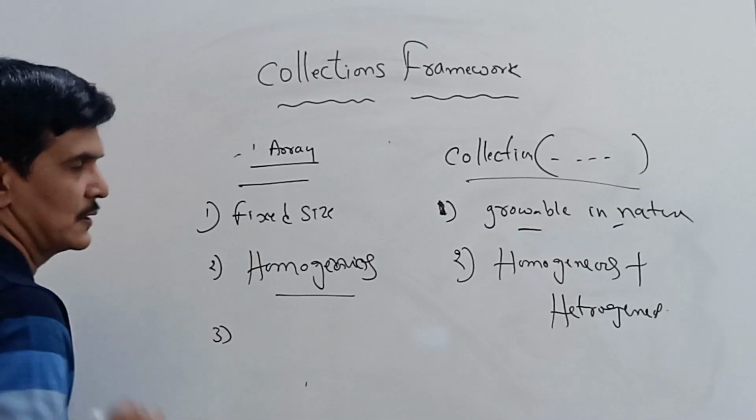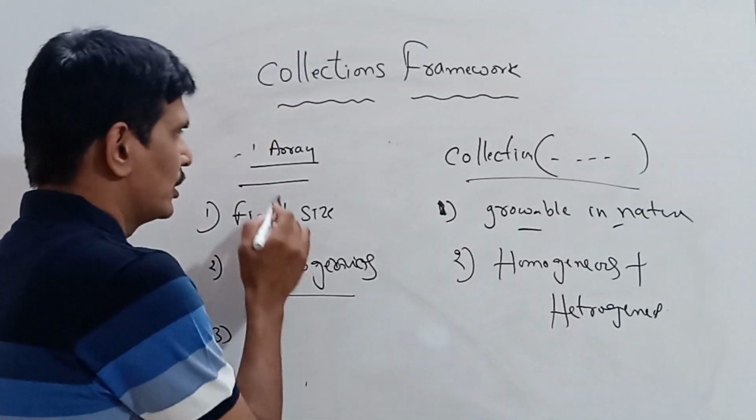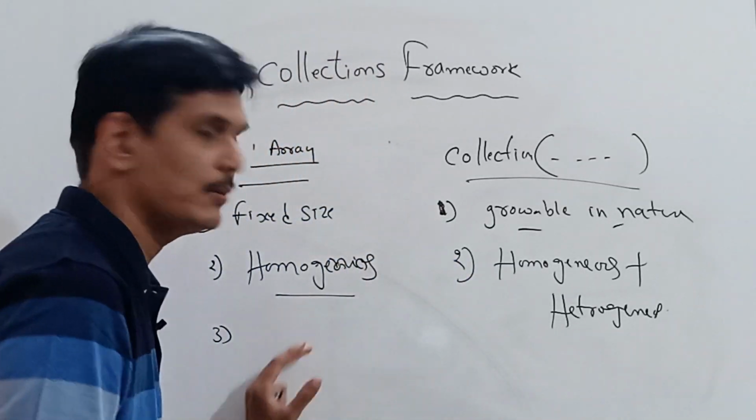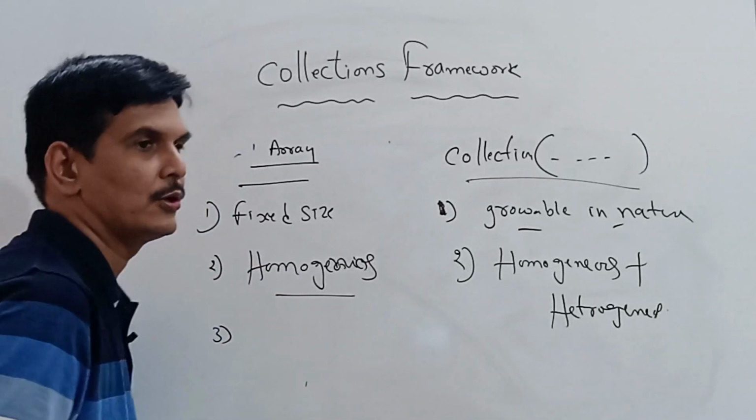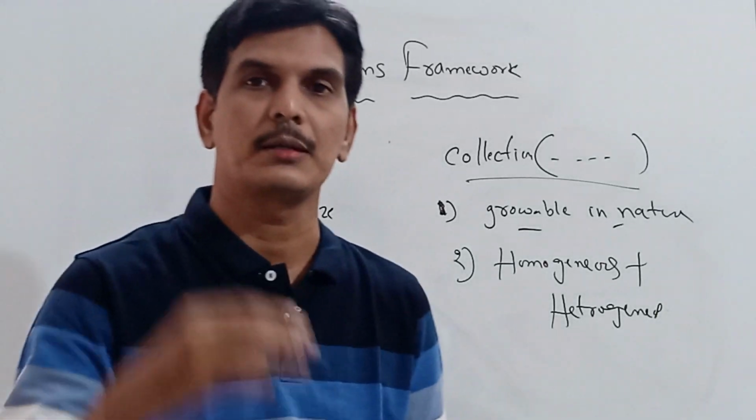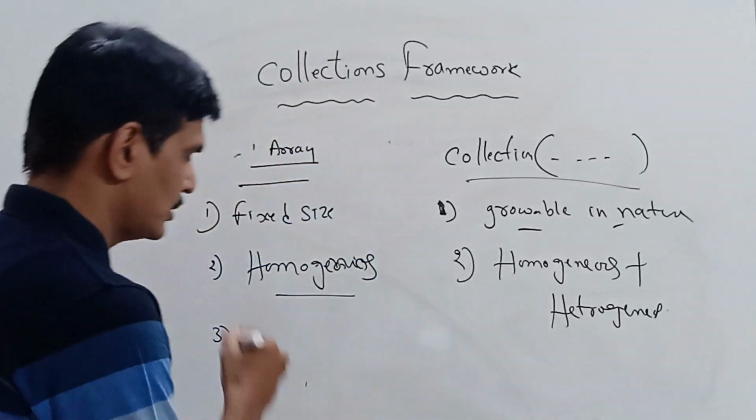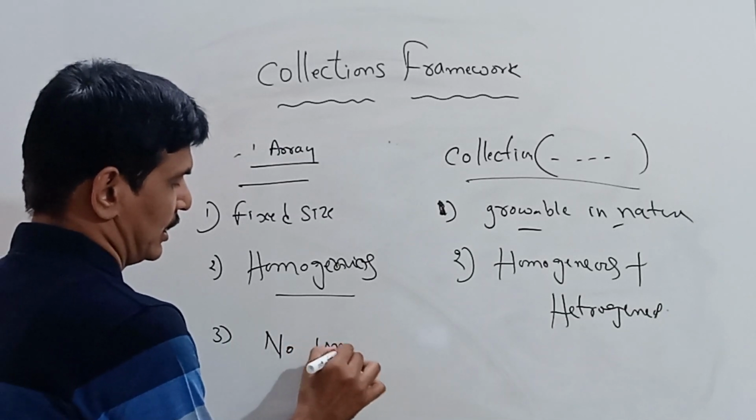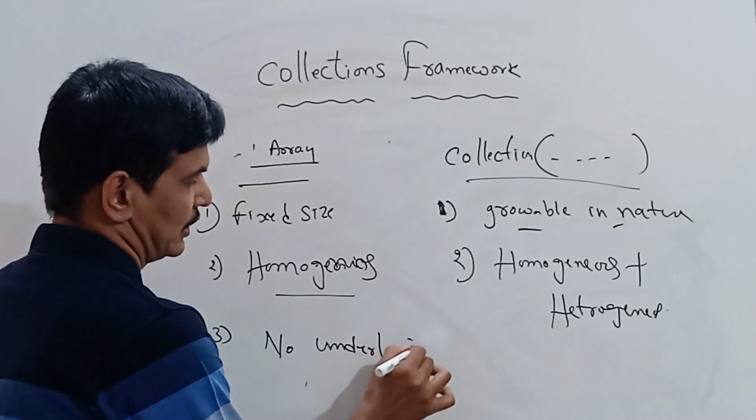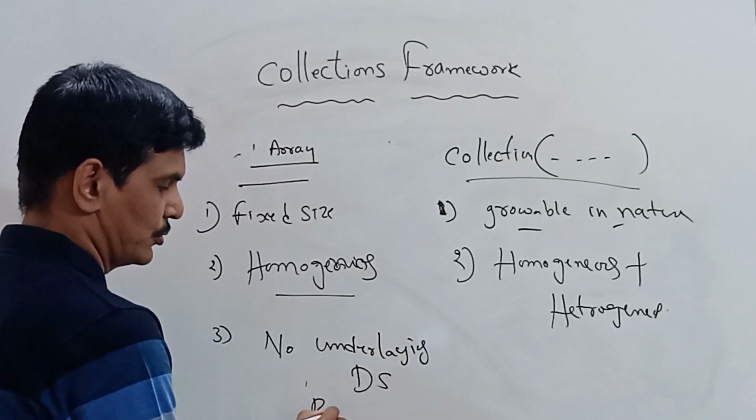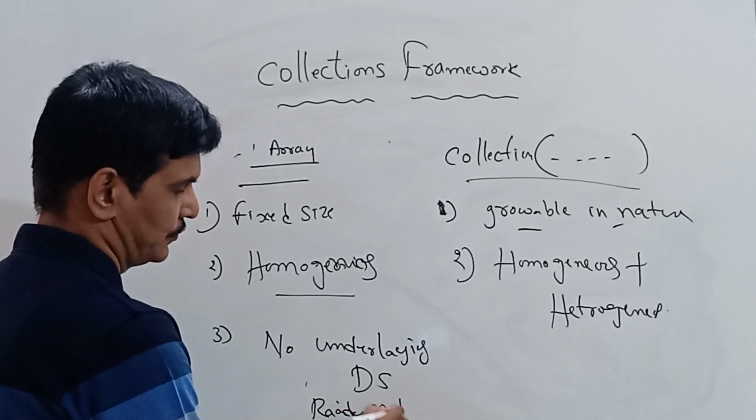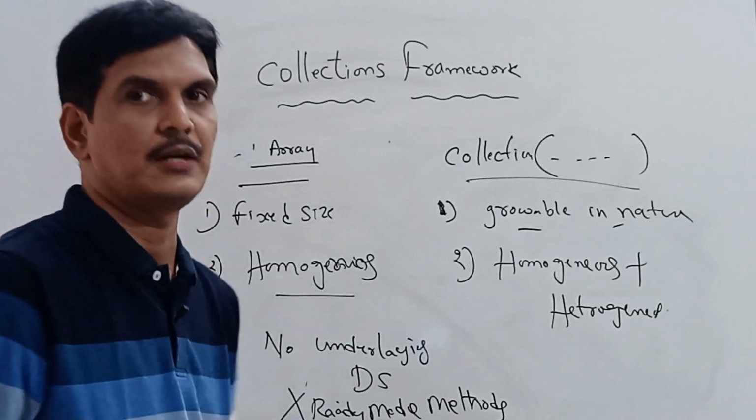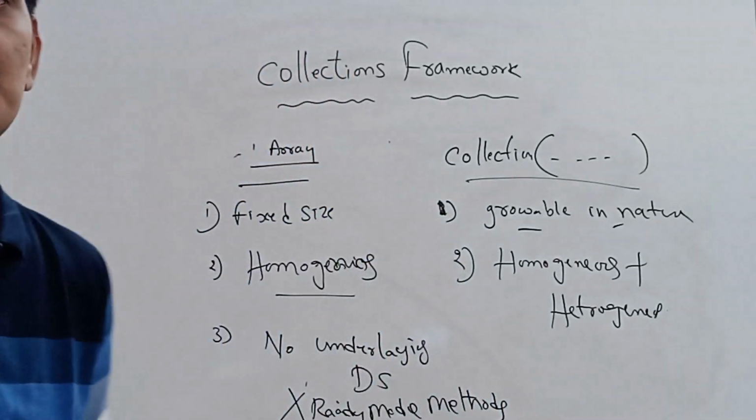The third difference is, in the normal arrays concept, arrays are not implemented using any underlying data structure, so ready-made methods are not there. If I create an array and want to search for an element or sort the elements, we have to write programming logic. There is no underlying data structure, so no ready-made methods are available. If you want to do any operations in Java, we have to write programming logic for that.